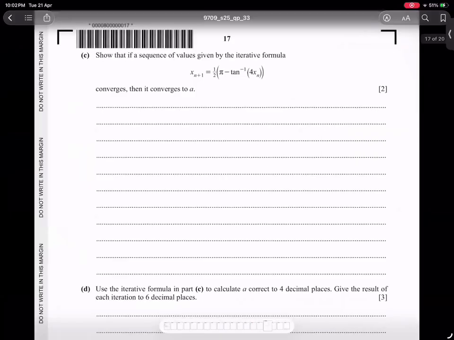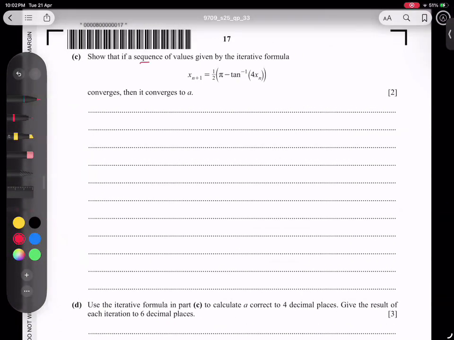On the next page we have part C. Show that the sequence of values given by the iterative formula, this one, converges to A. Basically these are called subscripts. So first of all, remove the subscripts. Now you may ask one question, is it compulsory to write them? Not at all. You can remove them without writing.